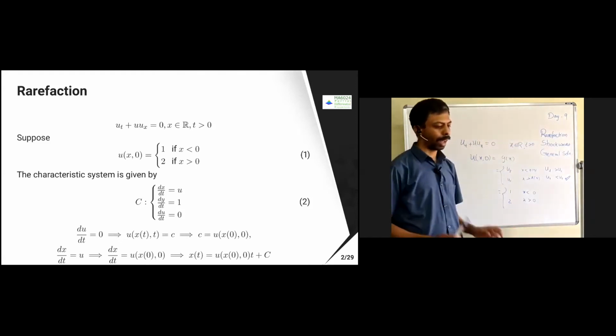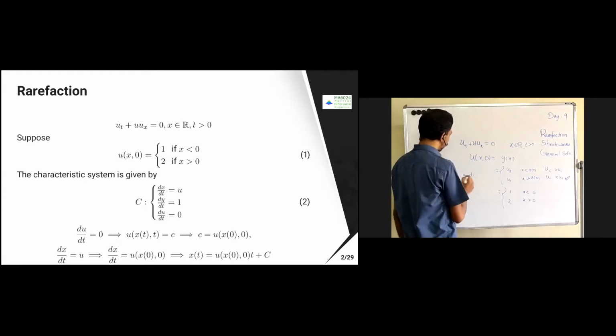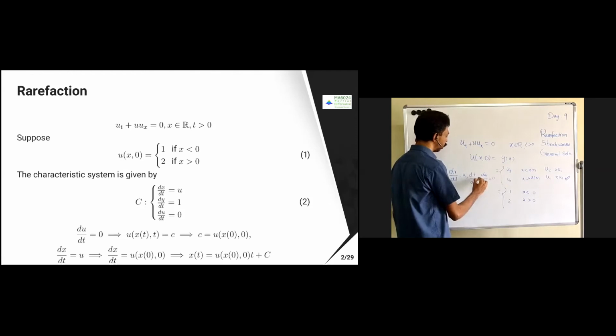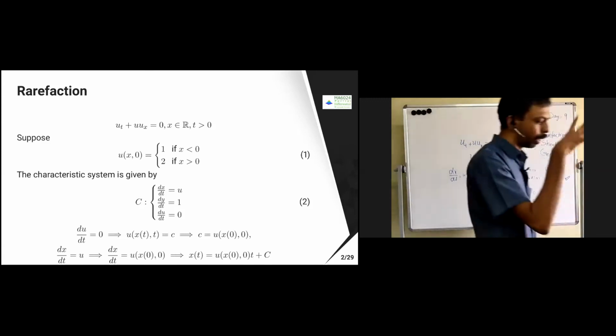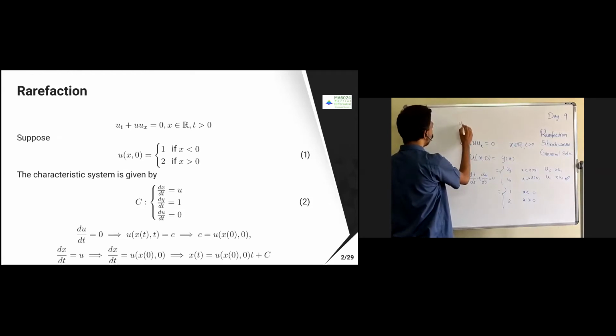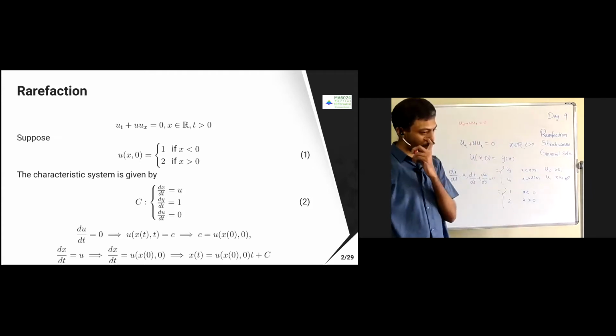So we'll see the characteristics. I can put t here, and dt/ds = 1, dx/ds = u, du/ds = 0. This is the problem. I have mentioned this because we used this setup in the earlier one, where we solved u_y + u_x = 0. So I have given a simple sequence that you want to get.